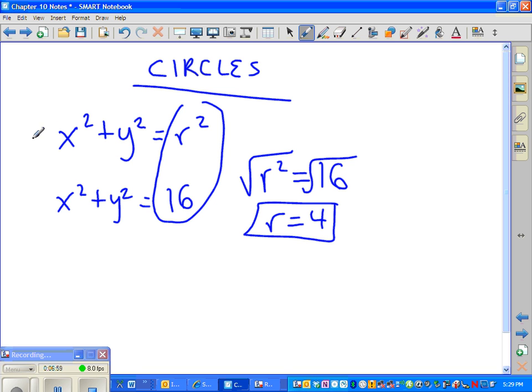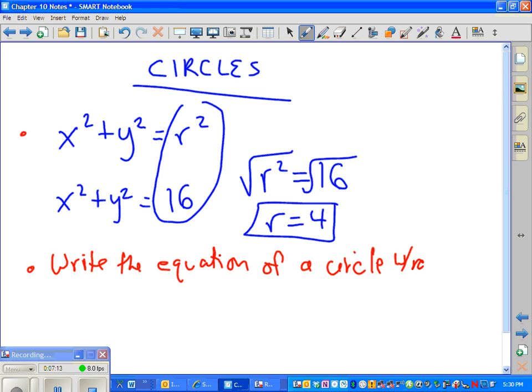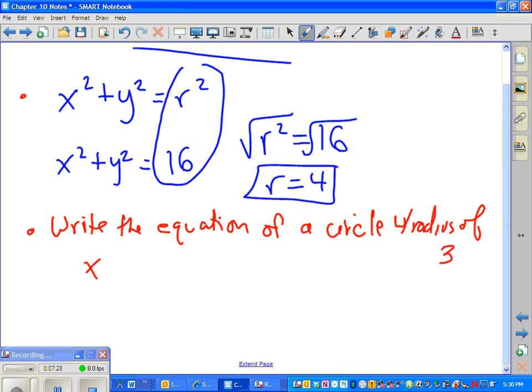All right? Now, the flip side of that is, let's say that I told you to write the equation of a circle with a radius of, let's think here, 3. So if the radius is 3, well, I know that it's x squared plus y squared equals r squared. So your final answer will look something like this.